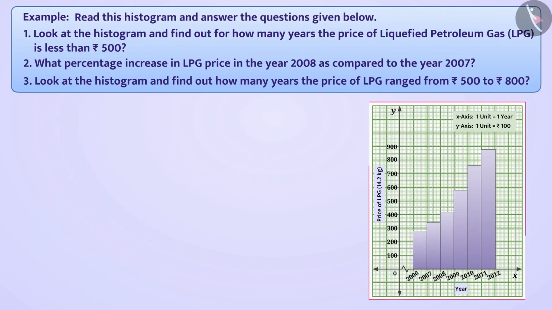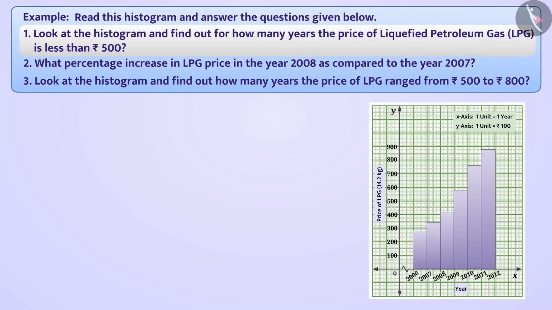The histogram shown here shows the change in the price of LPG over different years, in which the x-axis represents years and the y-axis represents the price of LPG per 14.2 kg. Here, the width of each class interval is the same, that is 1 year, and on the y-axis, 1 unit is equal to 100 rupees. Look at the histogram and find out for how many years the price of liquefied petroleum gas, that is LPG, is less than 500 rupees.